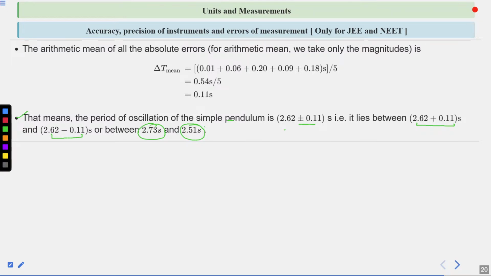Here we choose, look here, 2.62 plus minus 0.11. So there are two terms we can write. First is 2.62 plus 0.11, second one is 2.62 minus 0.11. When we add these terms, we get 2.73 second, and this will be 2.51 second. This one is clear about the period of oscillation.